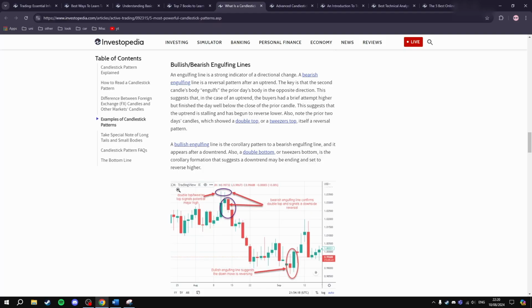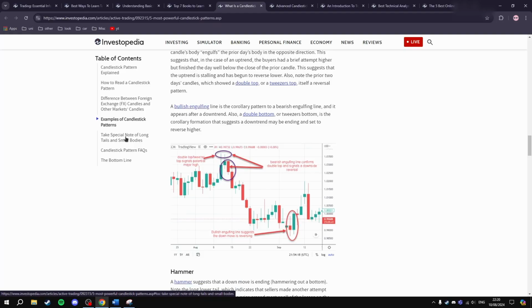This suggests that in the case of an uptrend, the buyer has had a brief attempt higher, but finished the day well below the close of the prior candle. This suggests that the uptrend is stalling and has begun to reverse lower. Also, note the prior 2 days candles, which showed a double top or tweezer tops, itself a reversal pattern.